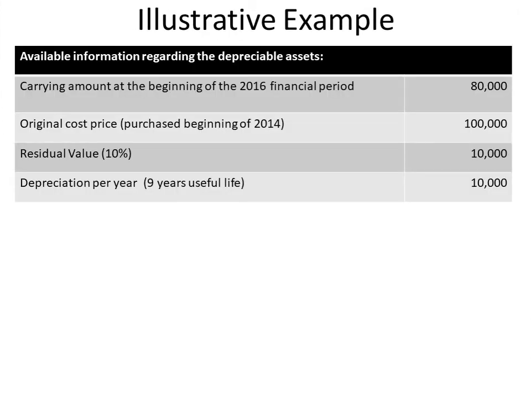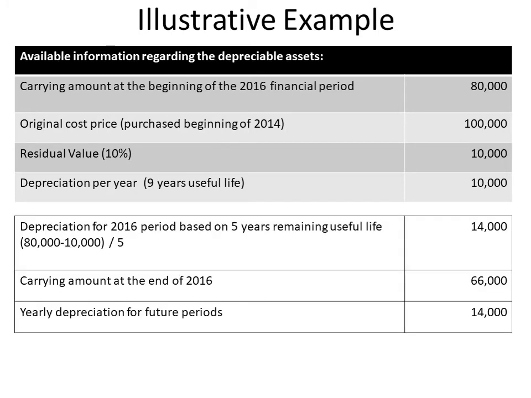So for example, we have a depreciable asset, the carrying amount is 80,000. The original cost, purchased beginning 2014, was 100,000 with a residual value of 10,000. Depreciation for the year is based on a 9 years life. So what if we had realized that, based on 2016, only 5 years is remaining?